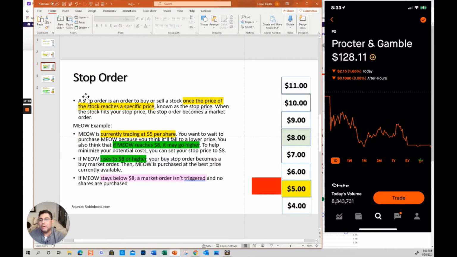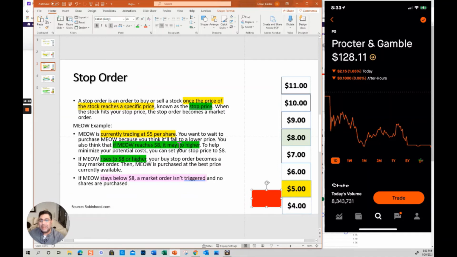Then you have something called a stop order. Once the price of a stock reaches a specific price, also known as the stop price, okay, then the order becomes a market order. So basically, it becomes a regular order and it executes. So let's look at our example again. Let's say the current price is at $5. But you think it's going to fall lower, right? So it's falling lower.